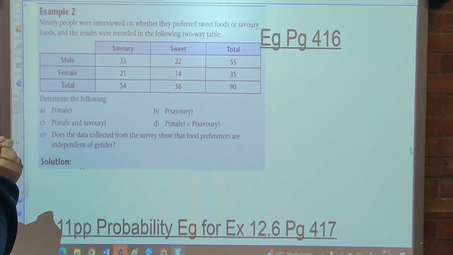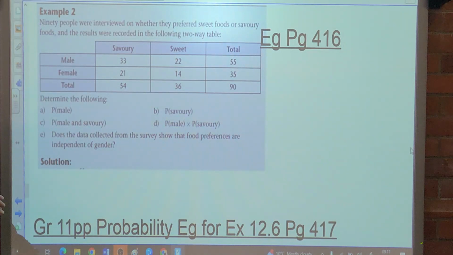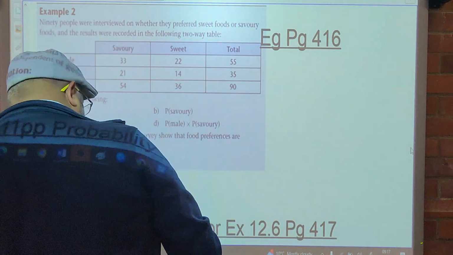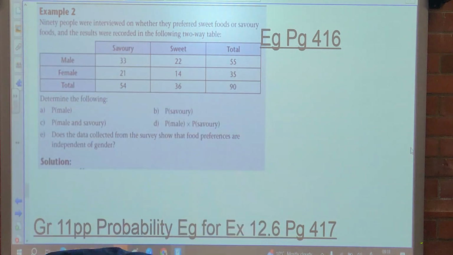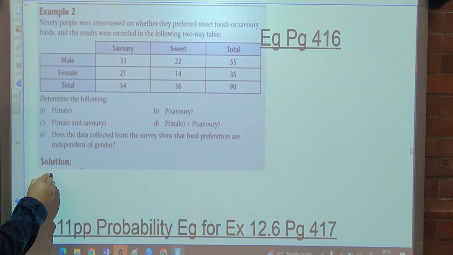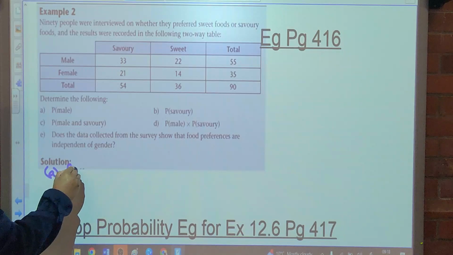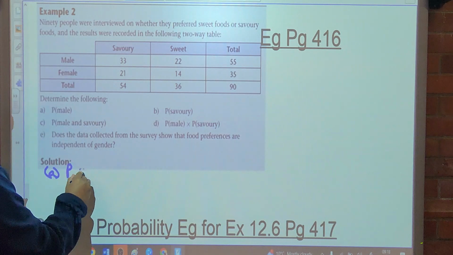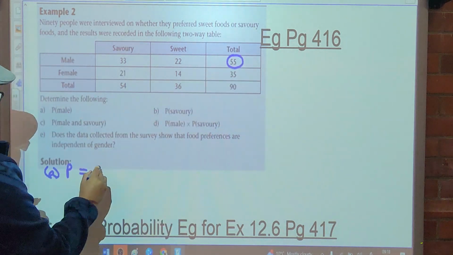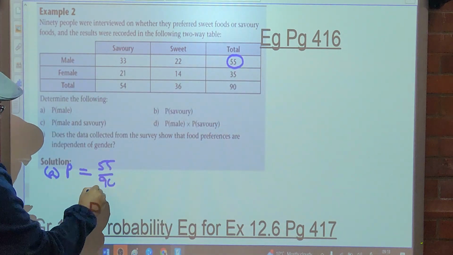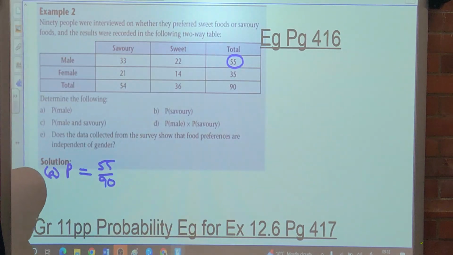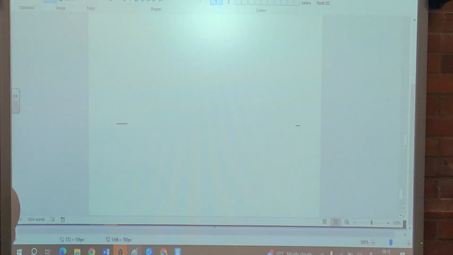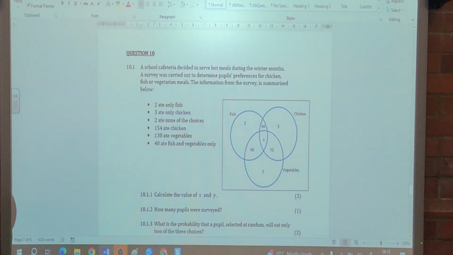It's also known as the contingency table, but I don't see that word coming up in this textbook. So for you, two-way table is sufficient. Okay. So determine the following. The first question says, determine the probability of you selecting a male. So what's the probability of selecting a male? 55. So it's going to be 55 over 90. And 55 over 90 is? Let me just get the calculator here, probably need it later.